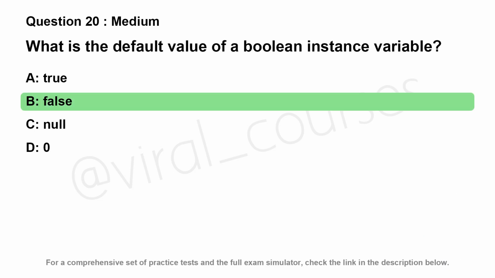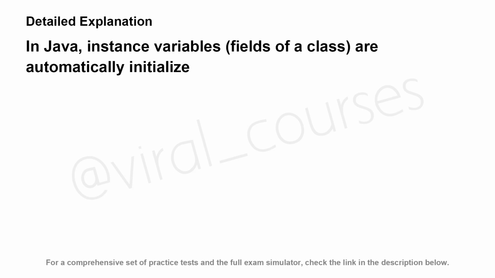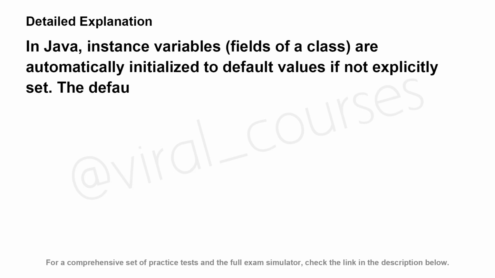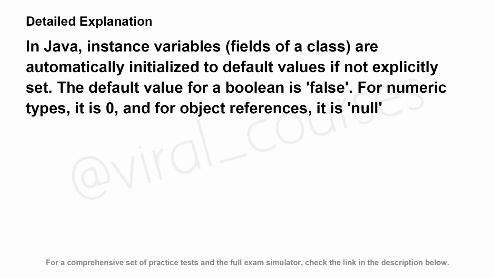The correct answer is B. In Java, instance variables, fields of a class, are automatically initialized to default values if not explicitly set. The default value for a boolean is false. For numeric types, it is 0, and for object references, it is null.